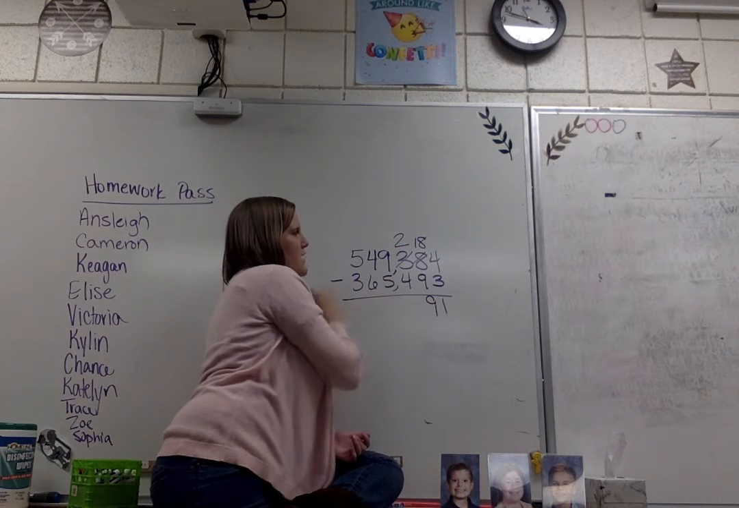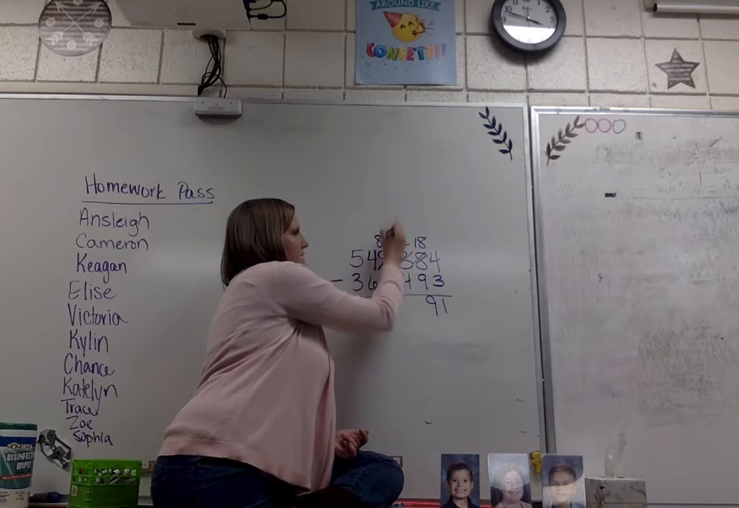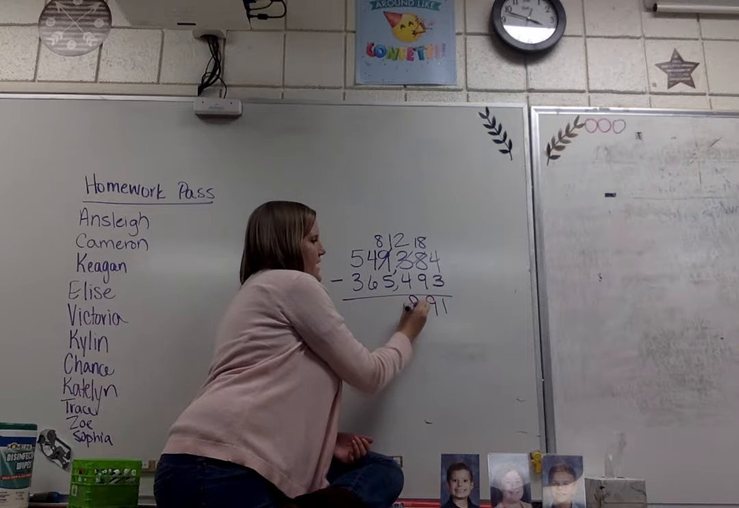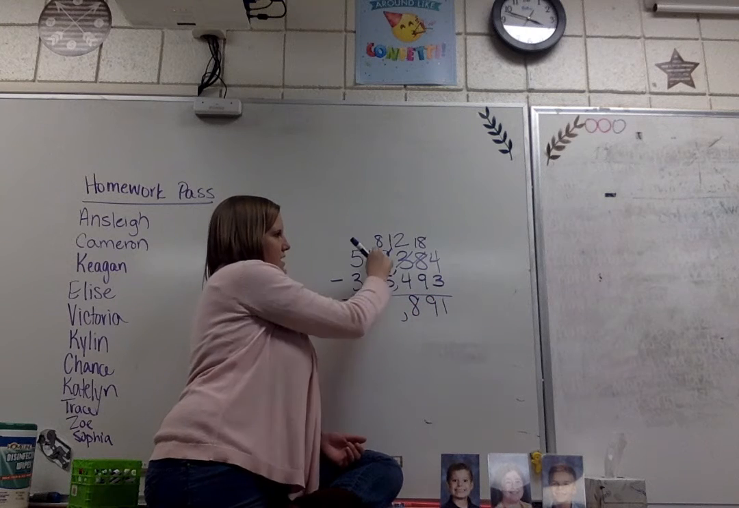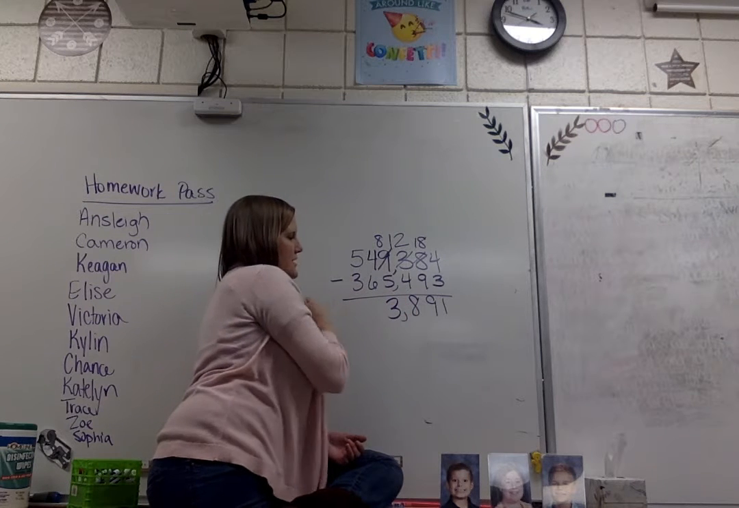I cannot do 2 minus 4. So I'm going to go to the thousands, take 1 away, and give 10 to the hundreds. 12 minus 4 is a difference of 8. So I put 8 in the hundreds. 8 minus 5 is a difference of 3. So 3 goes in the thousands.